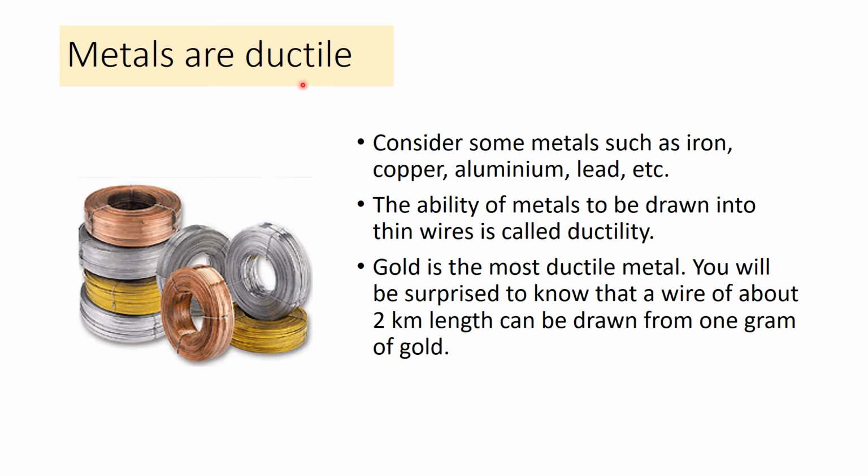Metals are ductile. If you consider some metals like iron, copper, aluminum, lead, they can all be drawn into wires, and this property of changing the metal into wire is termed ductility. And gold is the most ductile metal. You will be surprised to know that a wire of about 2 km length can be drawn from 1 gram of gold. All these rolls you can see here are made of metal.